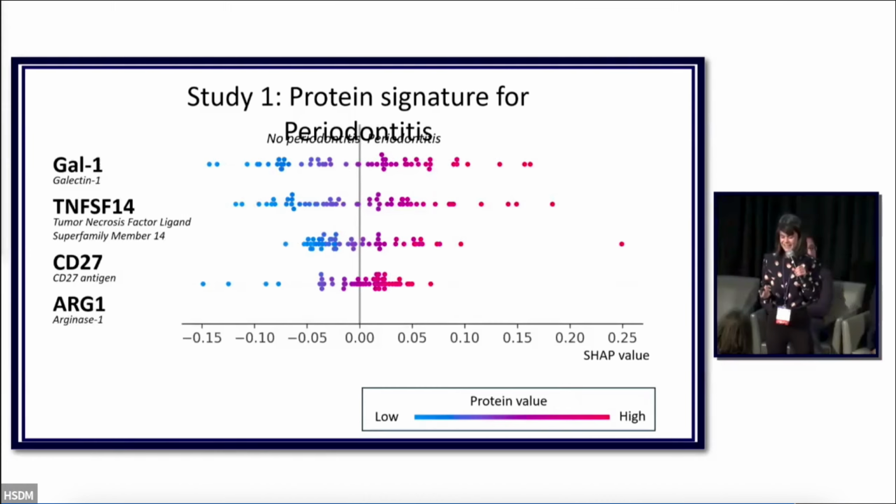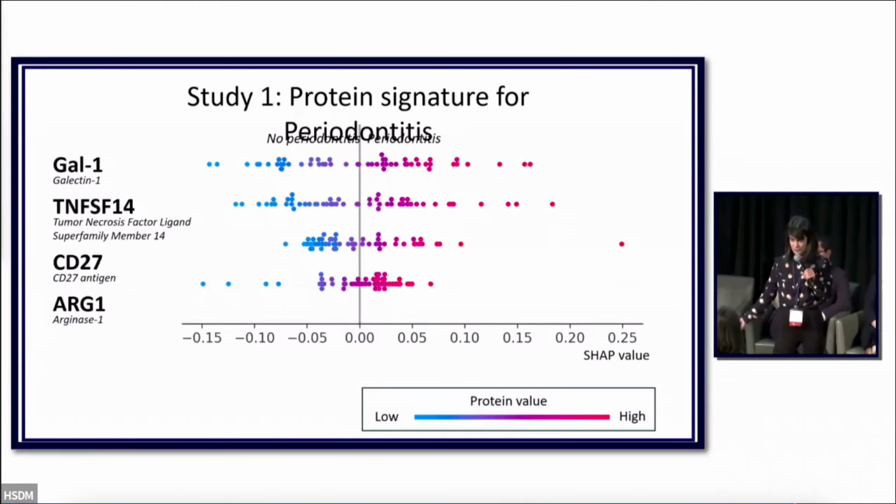But what does this mean? Let's take galectin-1. For galectin-1, it means that a pink value, which means a high value of that protein, contributes more towards a periodontitis prediction, while a low value contributes more towards a no periodontitis prediction. And here you can see the proteins ranked based on importance. GAL1 is the most important, and the rest are less important.